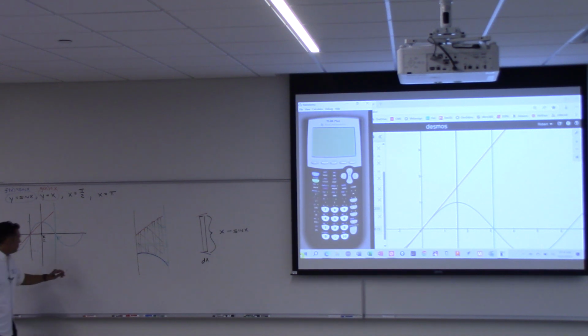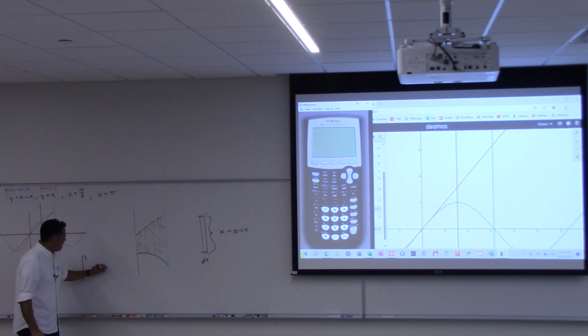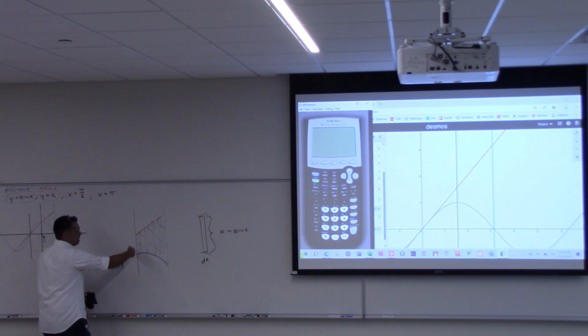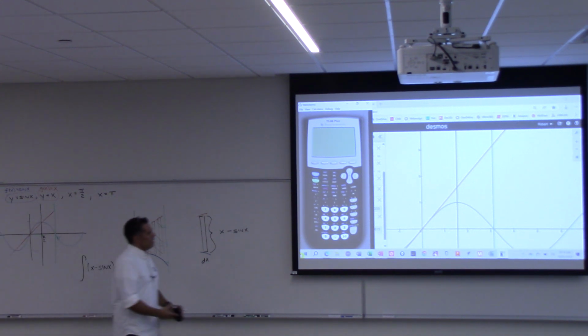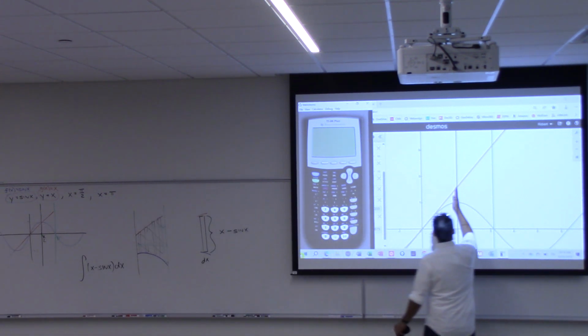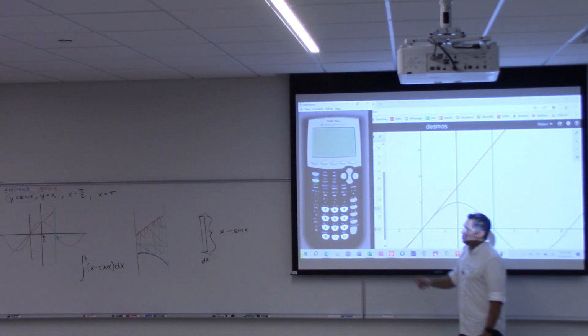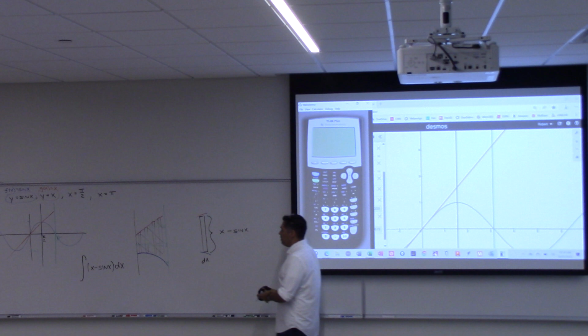Okay, so here's what I know so far. Integral of x minus sine x, that's the height, times the width, dx. And now I need to start my rectangles at the left and end at the right. Where did the left come from? Do we know where this left was? That was pi over 2, and it ends at pi. See, that's what those two vertical lines gave us. They gave us our limits of integration.